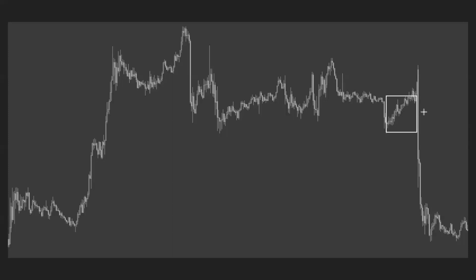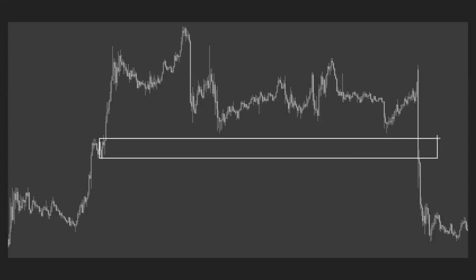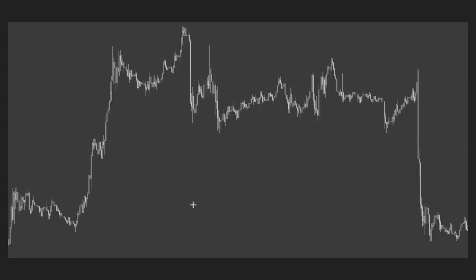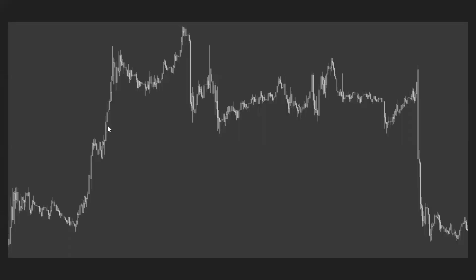Okay, but as you can see, price just blasted through this level. Okay, and the question I wanted to talk about was this one here. I'm thinking about the warning signs about gold that we should have looked into before thinking it was going to go up. What should we have checked that would have signaled that it would engulf that liquidity beforehand? So how can you have known that price would engulf this liquidity base beforehand?